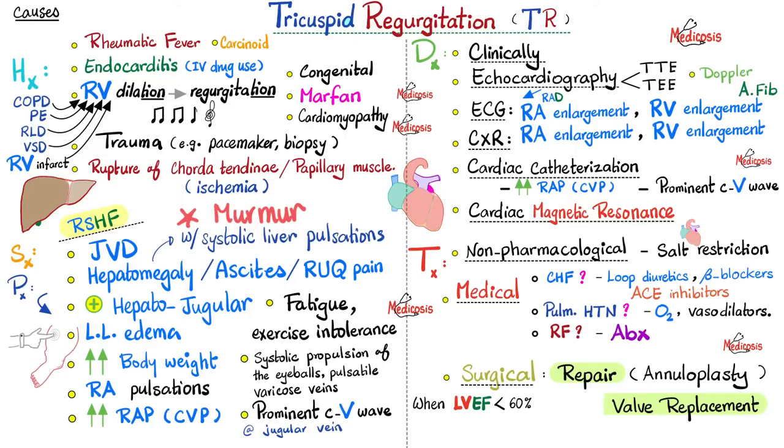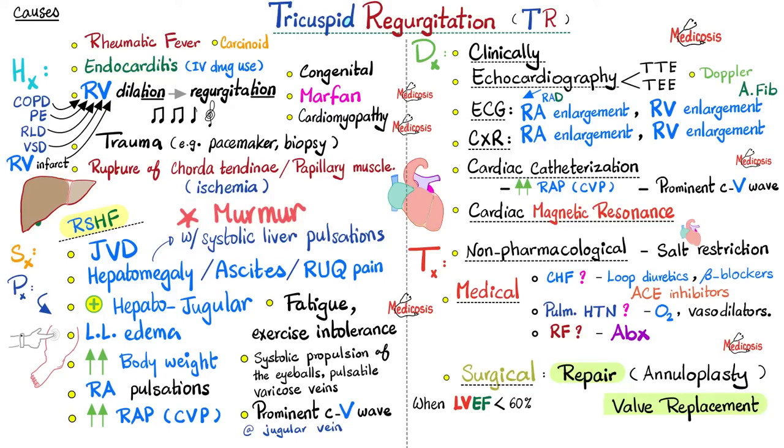Let's summarize everything you need to know about tricuspid regurgitation in one slide. The causes: rheumatic fever can cause it, carcinoid syndrome can cause it, endocarditis, especially after IV drug abuse, because when I inject a drug into my veins, guess where the veins end? They end in the right atrium, which means they can damage the valves on the right side, such as the tricuspid valve. Next, anything that causes right ventricular dilation can lead to tricuspid regurgitation.